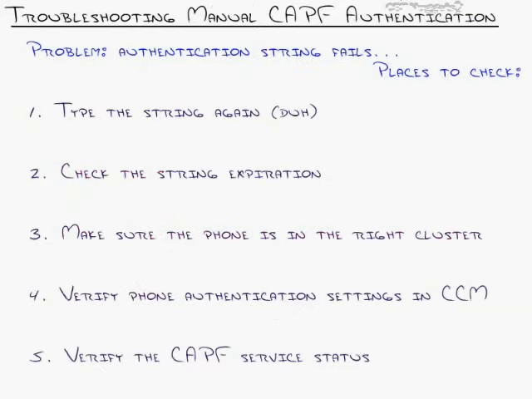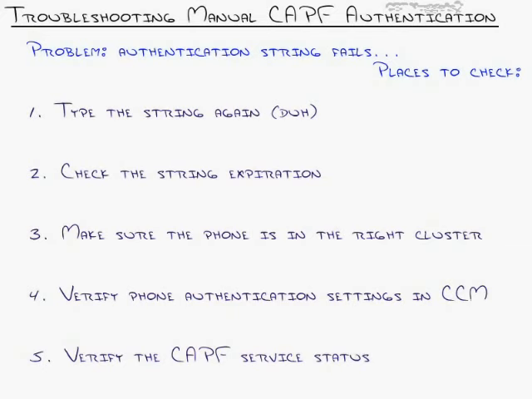So now let's look at some other areas of troubleshooting. What about the manual CAPF authentication, where you type in the authentication string at the phone? Well, here's some things to check if that's going wrong. Number one, type this string again. You might have mistyped it, you might have written it down wrong. Compare it to what you've got on the Call Manager.